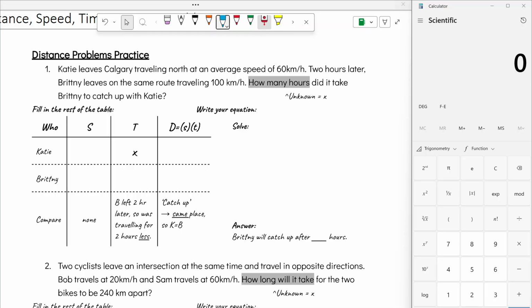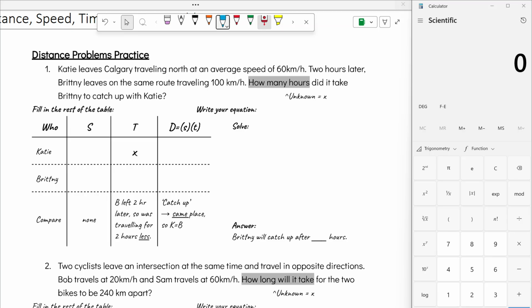And so when we set up our table, we want to talk about the speed of different people. We want to talk about the time that those different people have been traveling for. And we know the relationship of those with speed multiplied by time gives me the distance that those people have traveled. So let's take a look at our Katie and our Brittany. Since we want to know how many hours did it take, we're going to set the time that we've been traveling for as x.